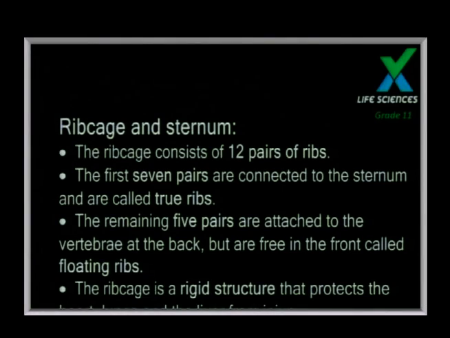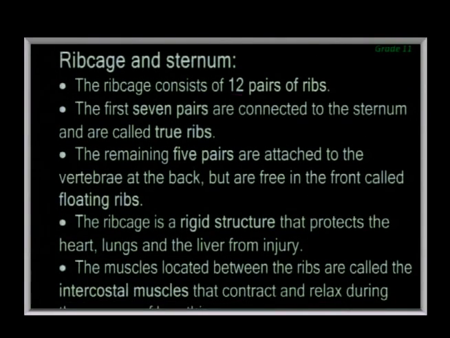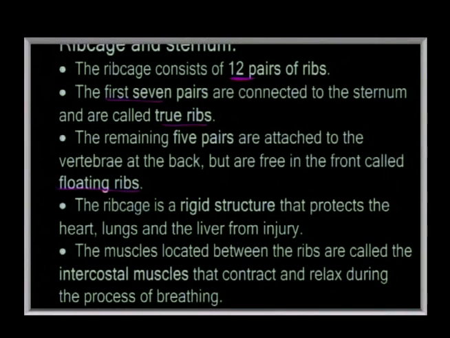Okay, rib cage, we've gone through all of this. It's got 12 pairs of ribs. The first 7 pairs are connected to the sternum. They're true ribs. The remaining 5 pairs are attached at the back but are free in the front, and we call them floating ribs.